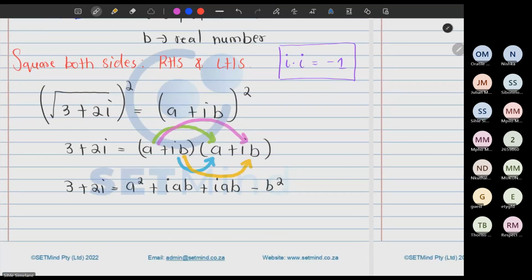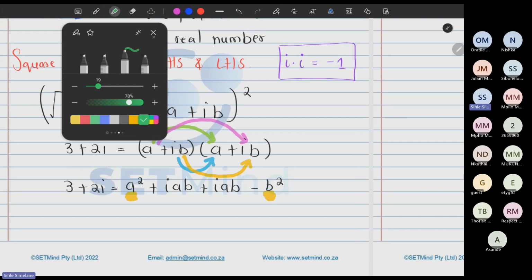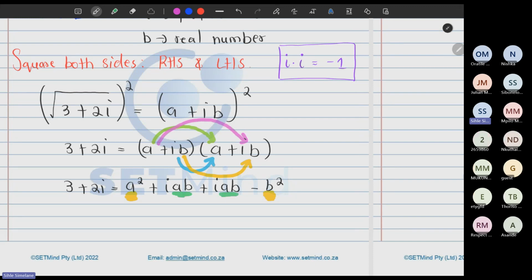And now what we can see is that we can always collect the real parts. So a squared is a real part and b squared is a real part. And we can also collect the imaginary parts together, so that ab is an imaginary part and that ab is also an imaginary part, which means that our 3 plus 2i will be a squared. Do we have a question?